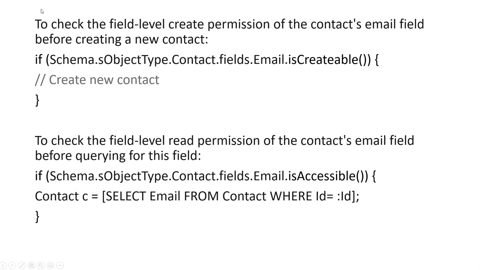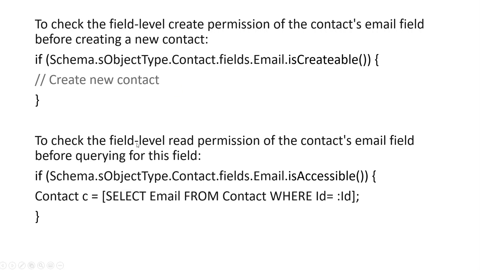To check the field level create permission of the contact email field before creating a new contact, you want to ensure that you can create it. Schema, SObjectType, Contact, fields, Email, isCreateable is the method. It returns a Boolean. If true, you have permission, and you create it here. It will be like creating the contacts.